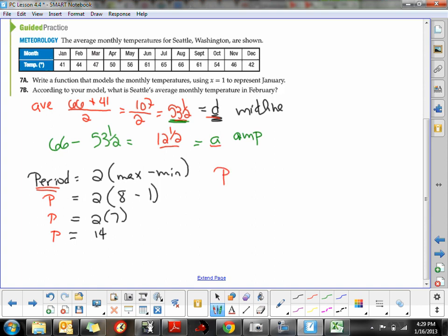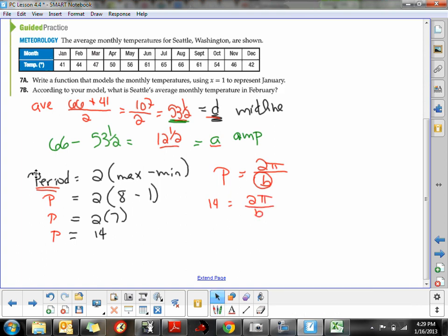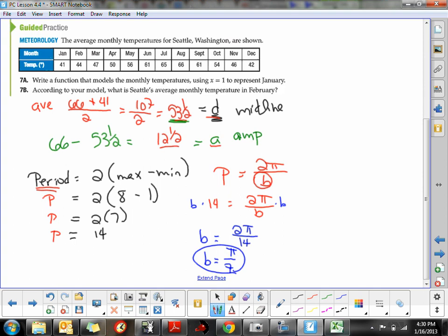But we have our period is equal to 2 pi over B, and really what we need to find is the A, B, C, D. So I'm trying to find B. I know the period is 14. So 2 pi divided by some value of b will help us determine this coefficient b that controls the period. So I'm going to multiply both sides times b, and then take both sides and divide by 14. So now I got 2 pi divided by 14, which means b, the value that's controlling the length of that period, is going to be pi sevenths if we reduce. So now I know the value of b is pi sevenths.